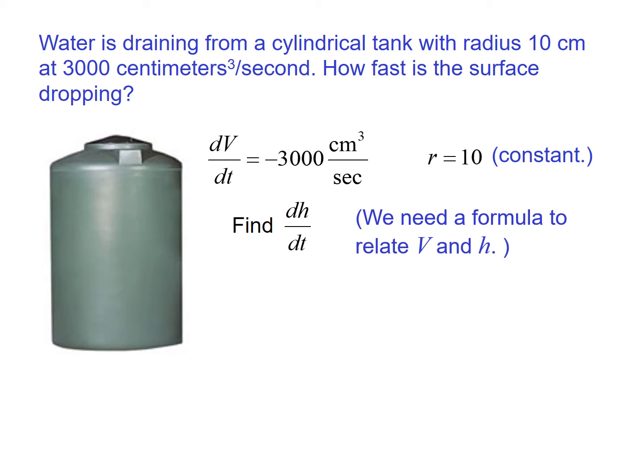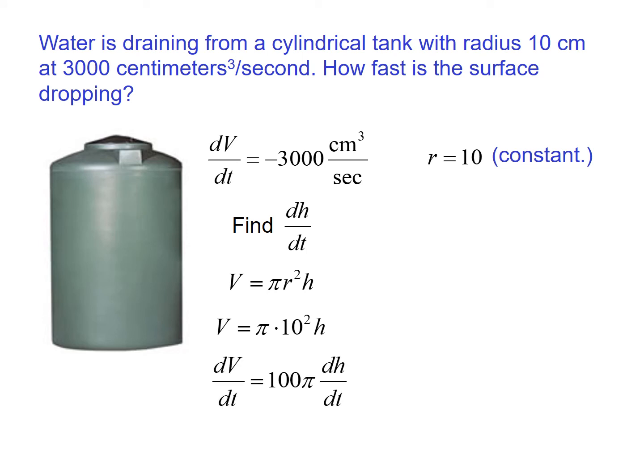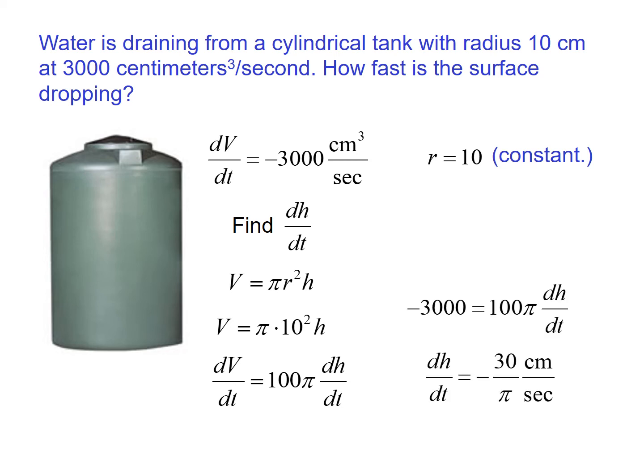Since we have dV/dt and dh/dt, we need to start with some formula that relates V and h. So the volume of the cylinder is pi r squared h. Now, since r is a constant, we can plug in the constant value right now. Take the derivative with respect to t, and we can plug in our known value of dV/dt, and we can find that the rate of change of the surface of the water, dh/dt, is negative 9.549 centimeters per second.